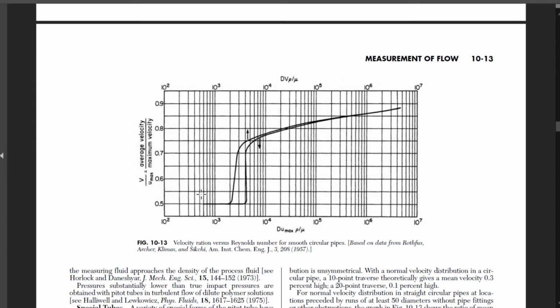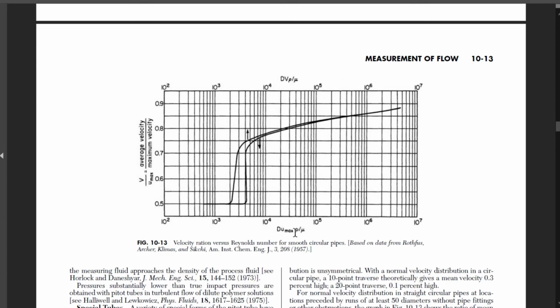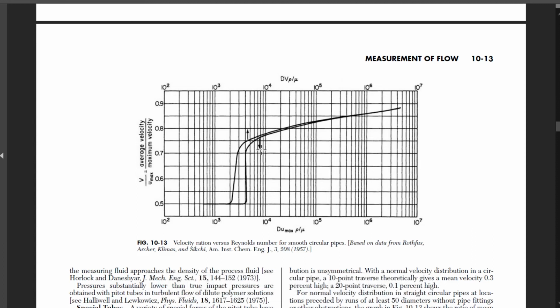This graph relates the ratio between average velocity and maximum velocity on the y-axis with regards to the maximum Reynolds number on our bottom x-axis. The way we use this graph is you first determine the maximum Reynolds number, that is diameter of the pipe times maximum velocity times the density of the fluid over its viscosity. When you have the value of the maximum Reynolds number, you can project upwards towards this curve here with the arrow pointed down, and the intersection between those 2 points would determine your ratio of the velocities. Okay, we will use this graph in our example.